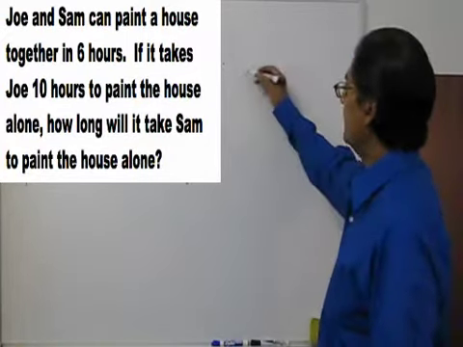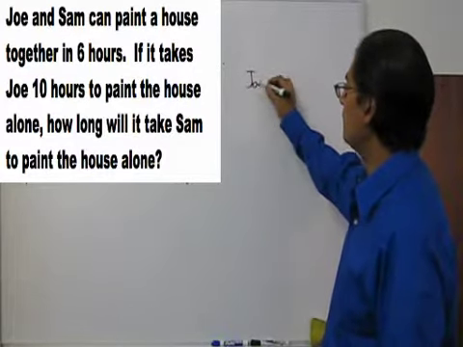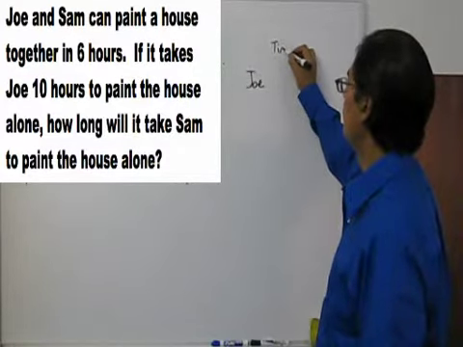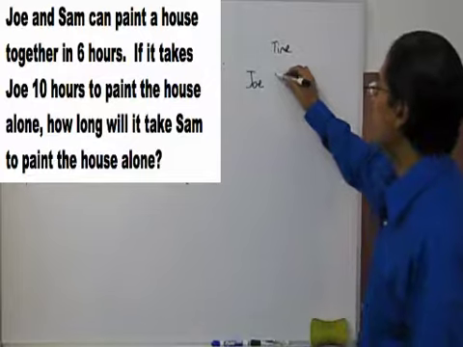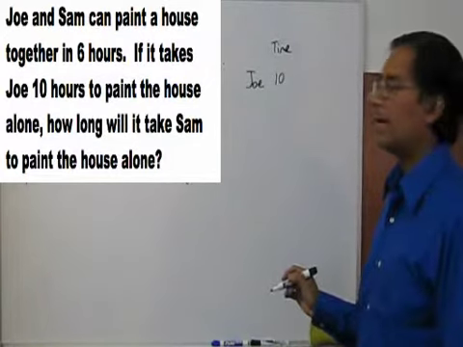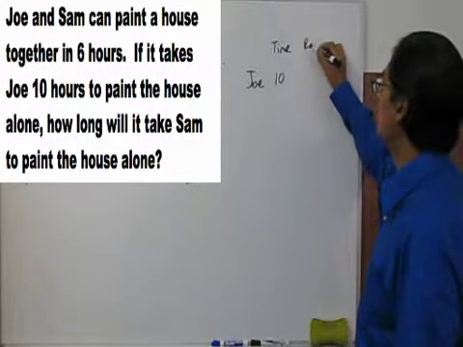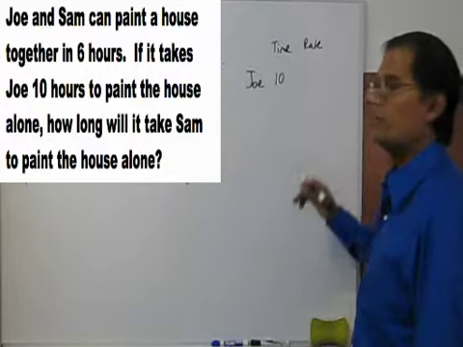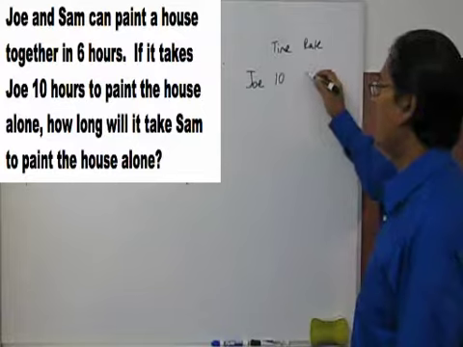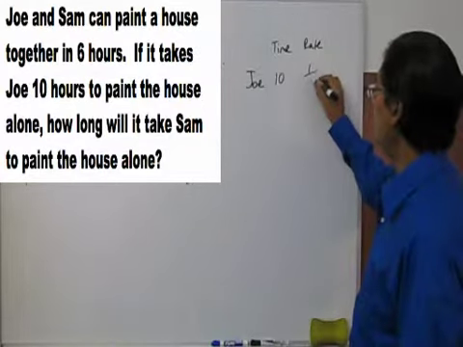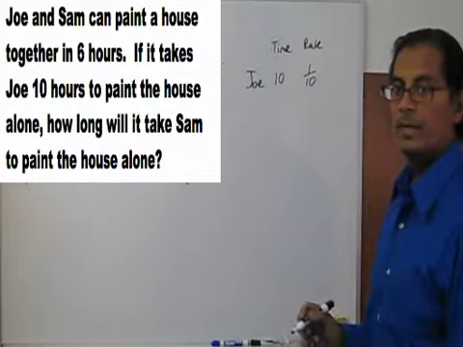For example, let's look at Joe. It says Joe takes 10 hours to paint the house by himself. Therefore, if we think of his rate of work in terms of his accomplishment in 1 hour, that would be 1/10 of the work. That's his rate.